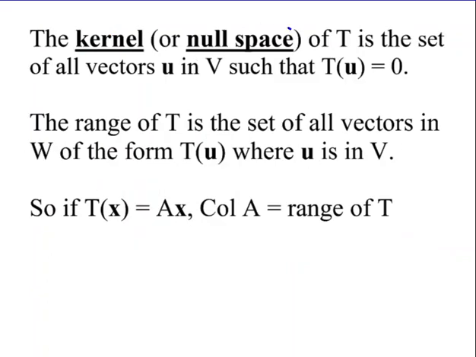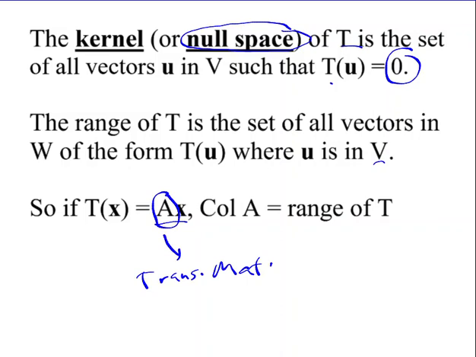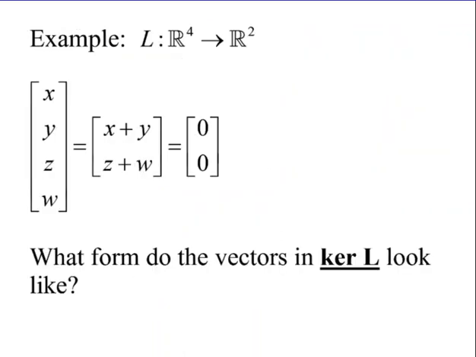So the kernel or the null space of that transformation is a set of all vectors that give you out 0. The range of T is a set of all those vectors in the form T(u), where u is still in V. So the transformation is the same thing as multiplying it by the transformation matrix. Remember, we call that our transformation matrix. That's what that is. So if it is linear, then we can make up a transformation matrix that will give us some values. All right, so let's look at this example.